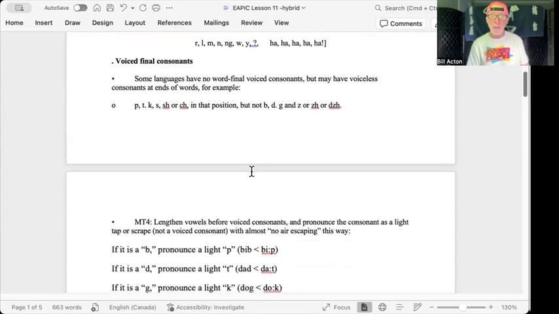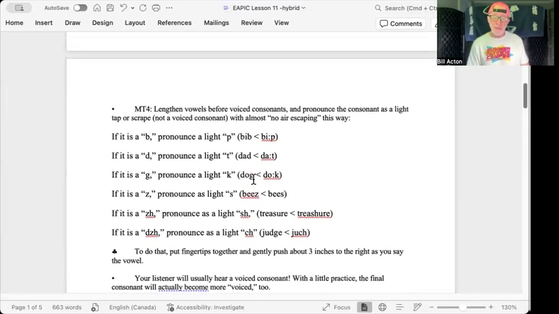So the idea of this one, and you can read over the description, is you put your fingers together. You're going to move from here to here, about that far, as you say the word. If at the end of a word it's a B, like Bob, what you do is you pronounce a light P at the end, and you lengthen the vowel, making it longer.